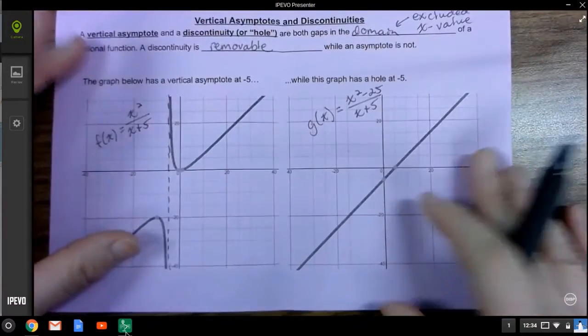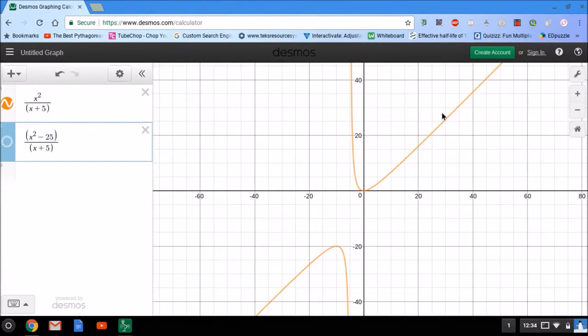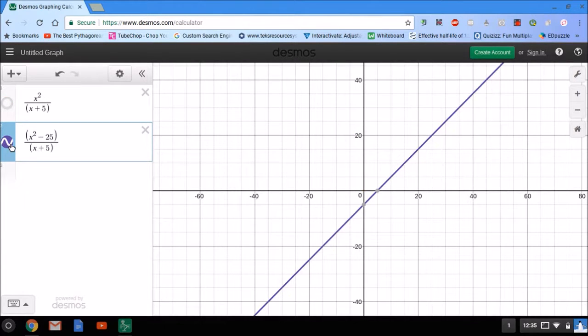Let's go over to Desmos and see just what the heck that means. I've already typed in the equations for you. The orange one here is the one that's on the left on your paper. It looks like a rational function. It's got that vertical asymptote right here. It's got a slant asymptote. And the equation is in the form of a fraction, so it's what we expect it to look like. Now let me hide that one. Here's the one that's on the right. The equation looks like a fraction, and yet when you look at the graph, it's just a straight line.